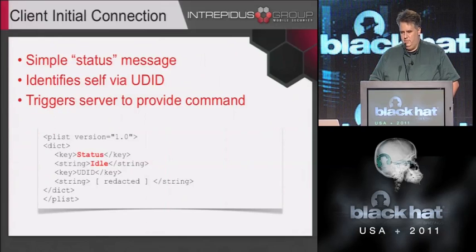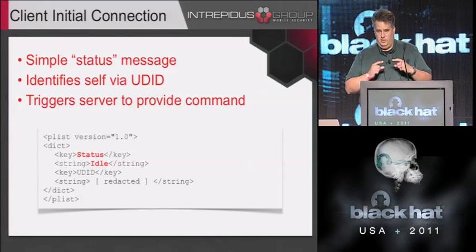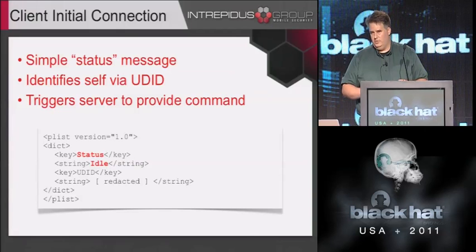When the client gets the ping through APNS and connects back to the server, the first thing it sends back is just a simple "Hey, I'm here" message, and what this looks like is just a status of idle. Again, it identifies itself through the UDID, and this basically triggers the server to say, okay, he's got my connection. The UDID uniquely identifies the device, so now it can go back to its table, find out what commands are waiting for the device, and send them back to it.